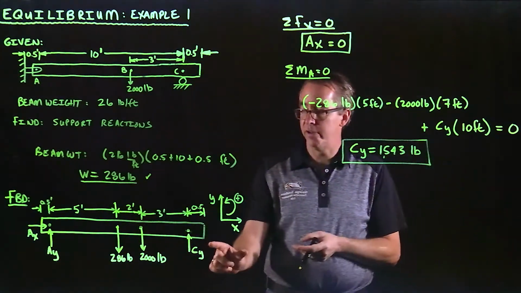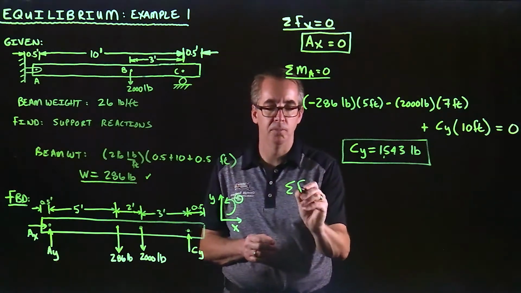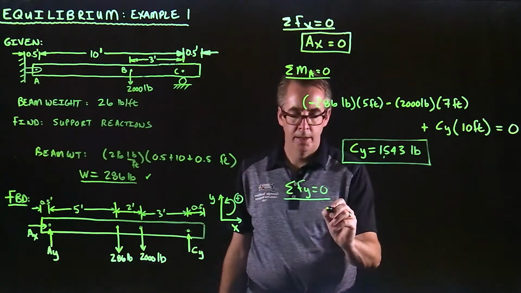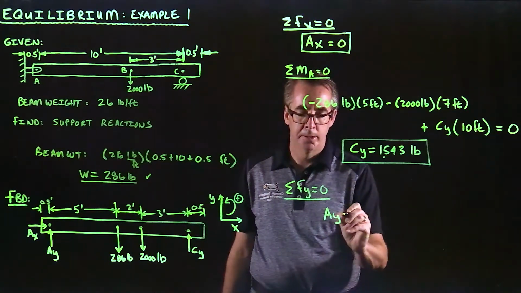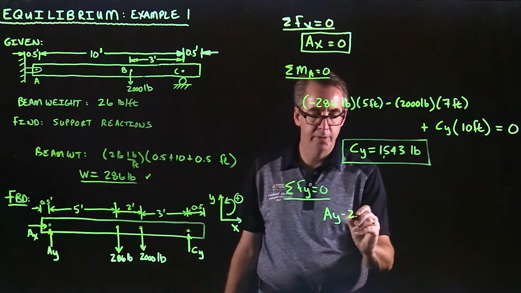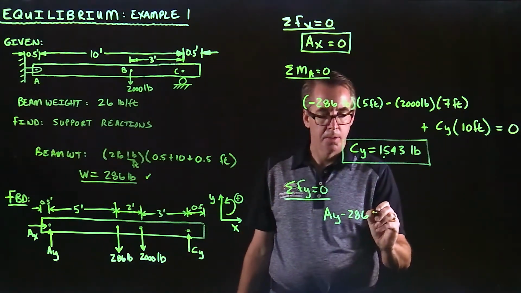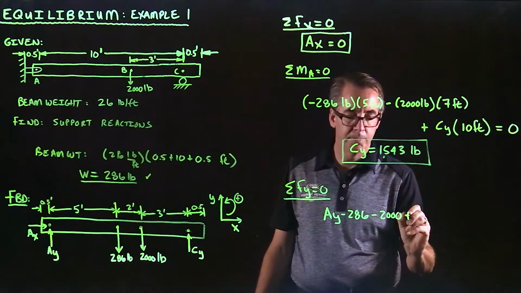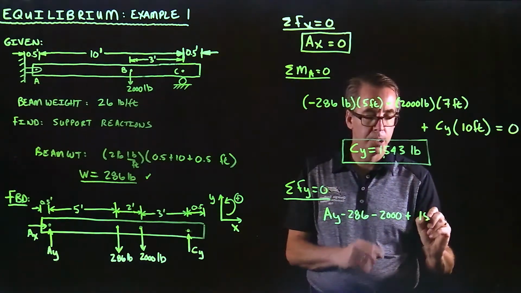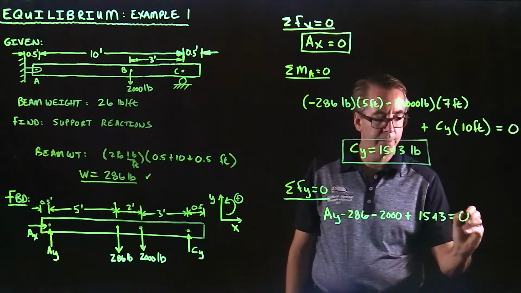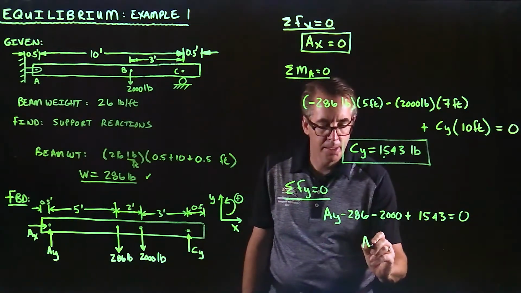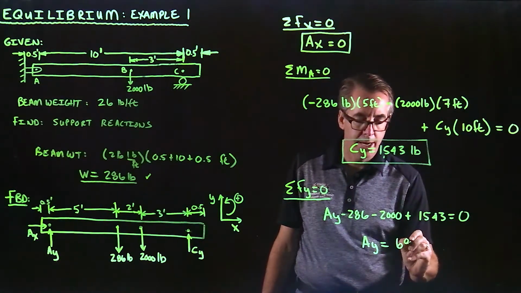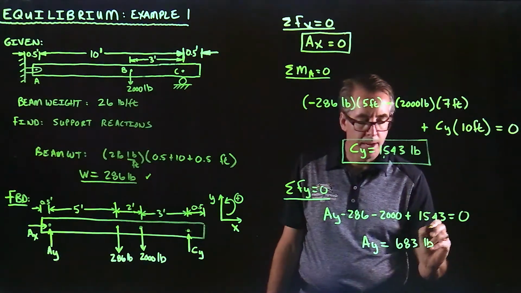Now that I know this reaction at C, I can then go into my third equation, summation of the forces in the Y, which says that AY, which is positive, minus 286, minus 2,000, plus my CY term, which we just solved for, has to balance out to 0. This gives me an AY value of 683 pounds.